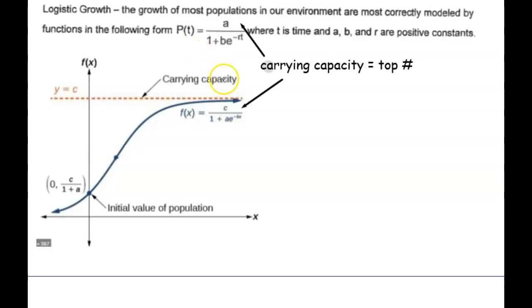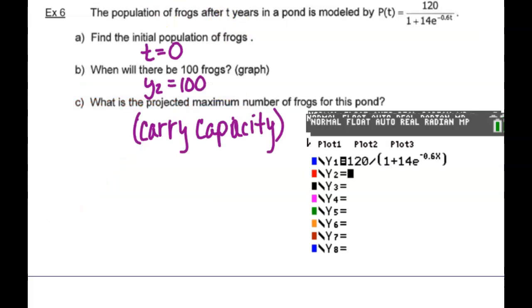If I go back here, the carrying capacity is the number at the top. As long as it's a number alone on the top and the denominator has a 1 plus, then it is just that number on top. And you could check it if you scrolled off to the right far enough. So we have 120 maximum frogs here because that's the number on the top.